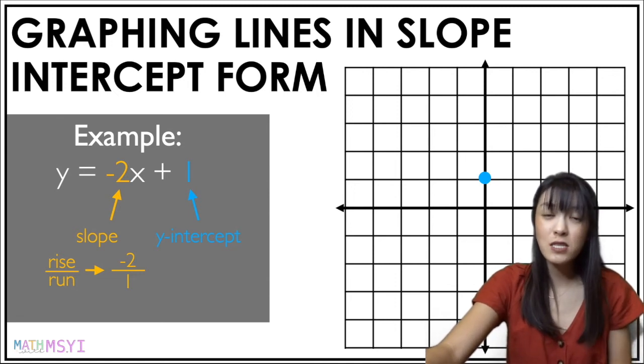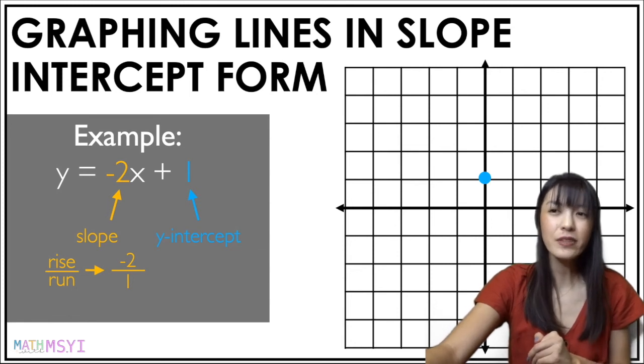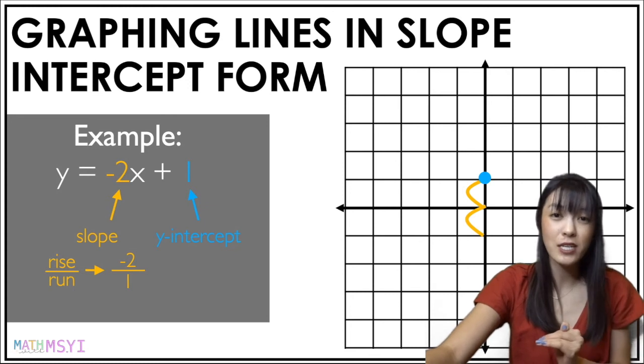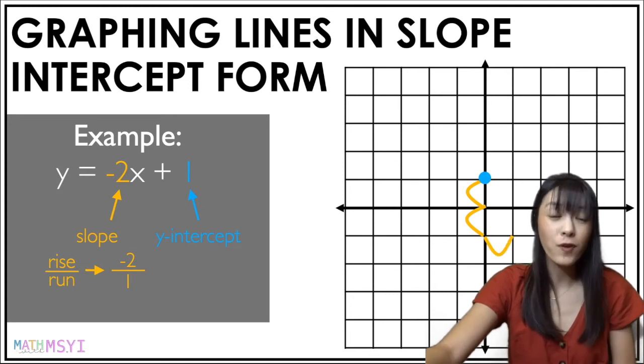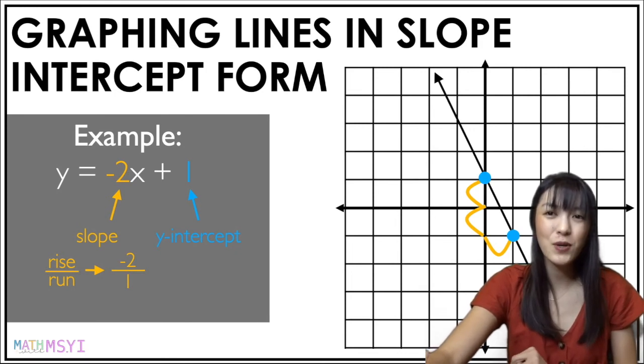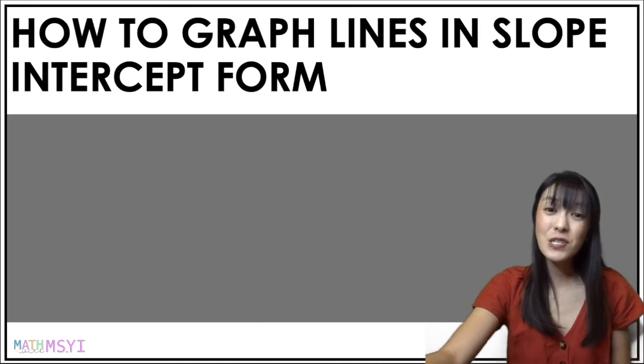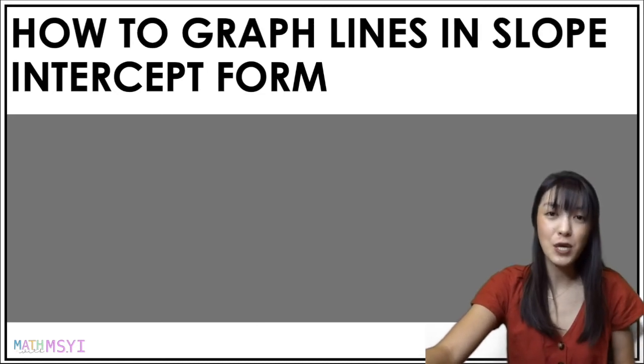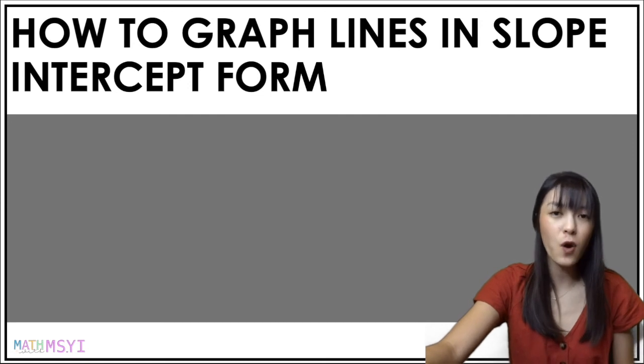I'm going to use my slope from my y-intercept to find my next point. So I'm going to go down 2 because I'm going in the negative direction in my y, and I'm going over 1. Because that's a positive 1, I'm going to the right. Now I have my second point. With these 2 points, I'm going to connect a line, and this is the graph for y equals negative 2x plus 1.